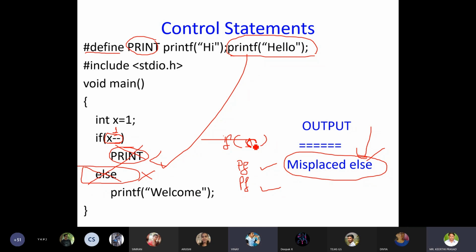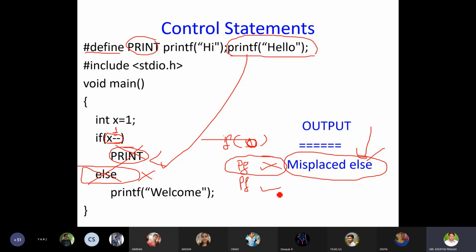We are expecting welcome. So the first printf will not be executed and the second printf will be executed. This condition is false, hence the first printf will not be executed. As I said, this condition is applicable to one statement, not two statements, since we have not included them in flower brackets.